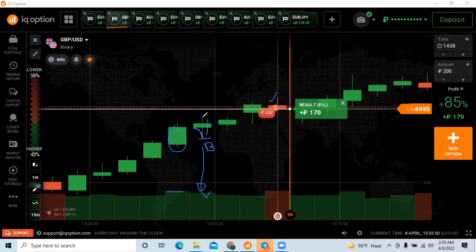Then again, sellers fight with buyers, take down. Brother, you see, this fight is a natural fight. This body or fight is natural, but now sellers do not increase their own volume. That's why the next candle is again green. Okay, this is the 1-2-3 formula, brother. 1-2-3.